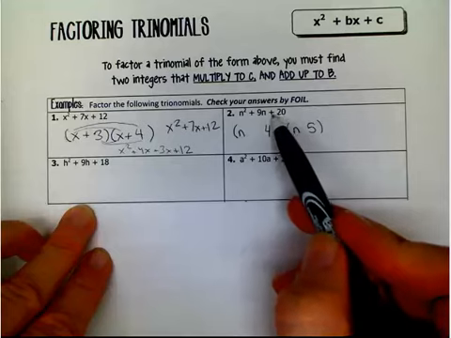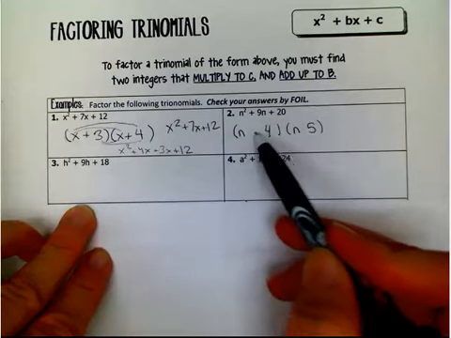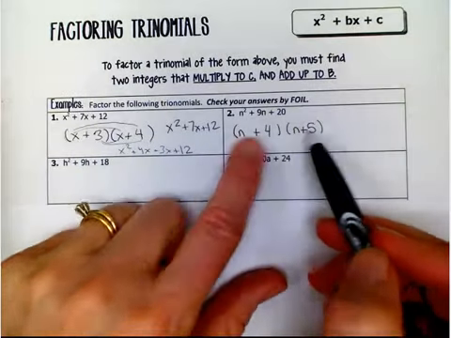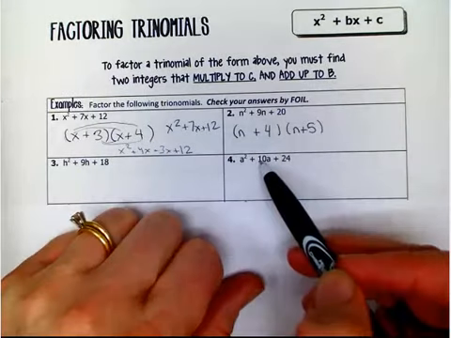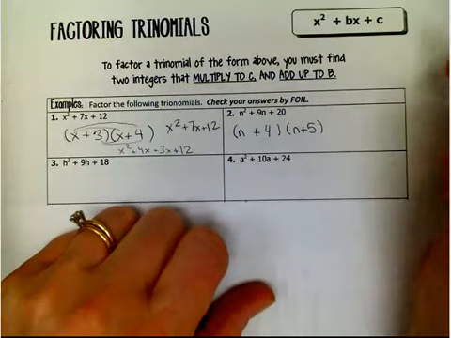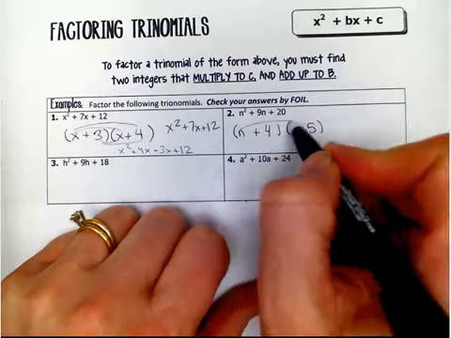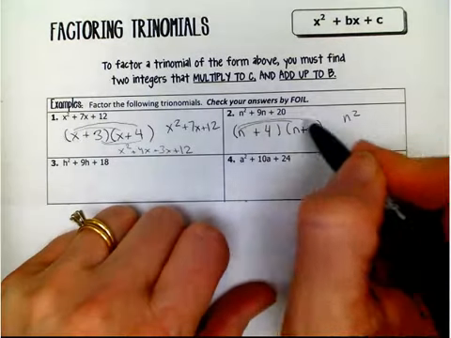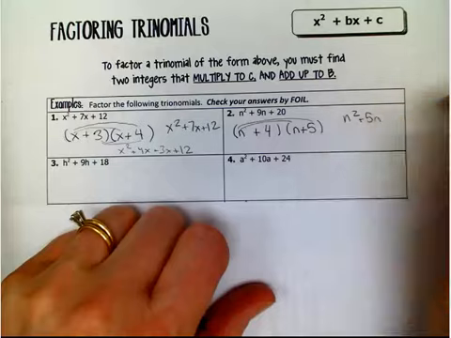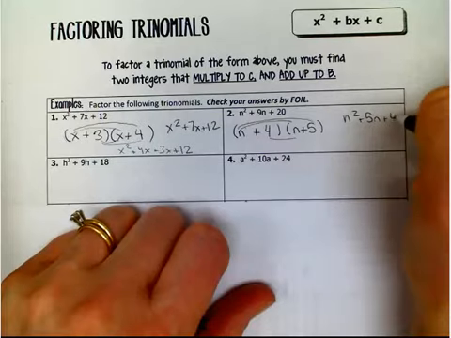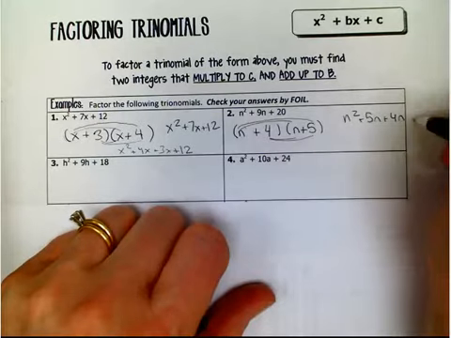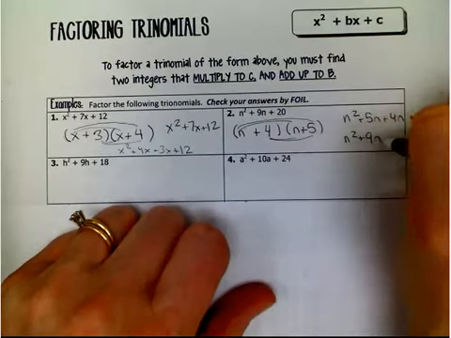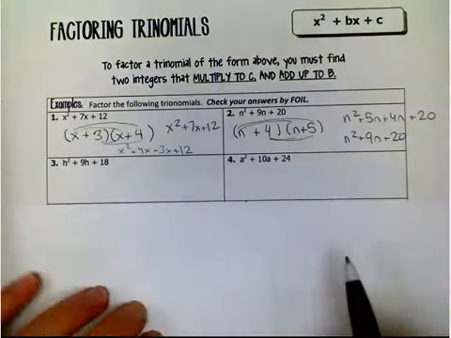And because I want this to be a positive 20, I'm going to need a positive here and a positive there. And then when I add these numbers together, I'm going to get a positive 9. So let's check it. If I do the FOIL, I'm going to take my first terms here, and I'm going to get n squared. Then I'm going to take my outside terms and get 5n, my inside terms and get 4n, and my last terms, and I get 20. When I simplify, I have n squared plus 9n plus 20, and that's what I started with.